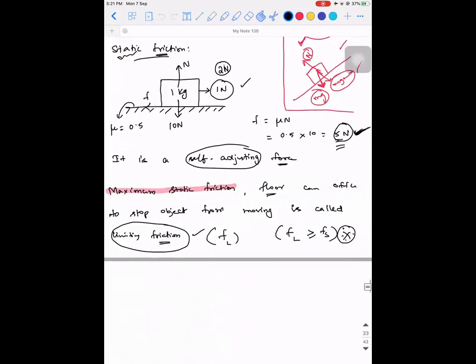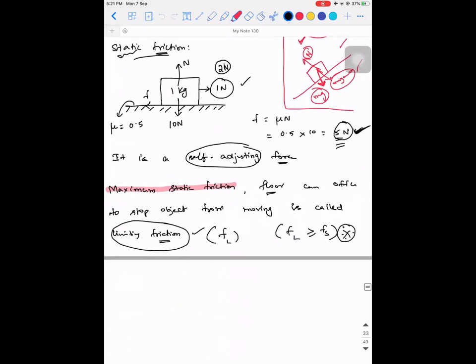So last class we discussed static friction and I told you some important points related to it. What was it? I told you it is a friction that comes into play under what scenario?